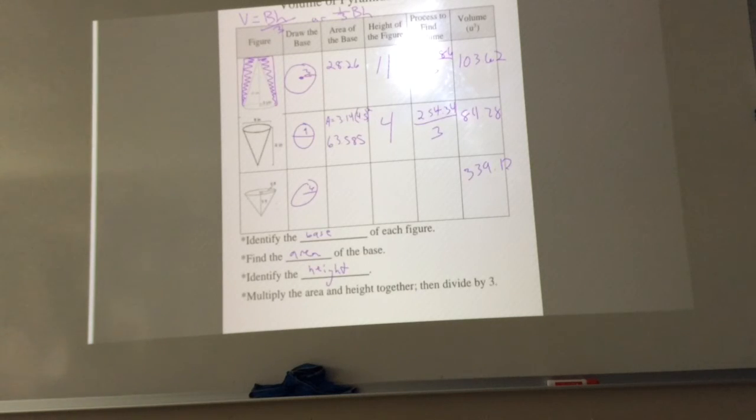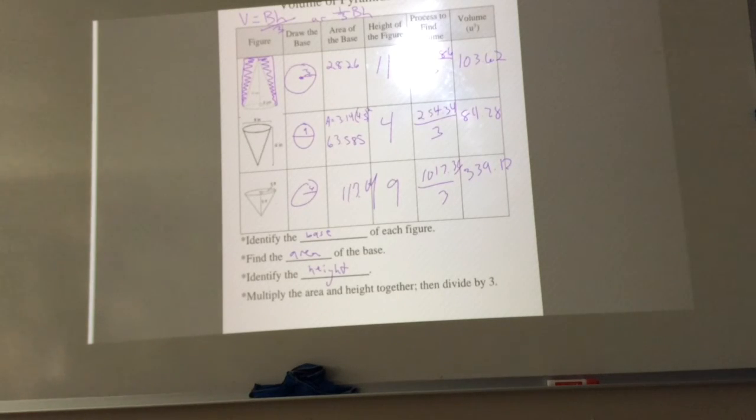Formula is pi r squared, so we're going to do radius squared, which is 6 times 6, giving me 36. I'm going to then multiply 36 by 3.14, which gave me 113.04. I then multiplied 113.04 by the height of my figure, which is 9. And then after I got that, it gave me 1017.36 divided by 3, which gave me 339.12. Awesome.